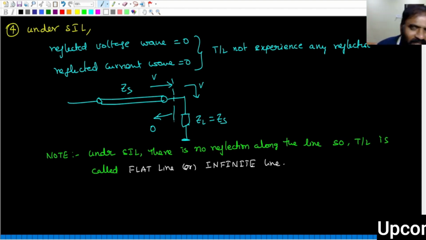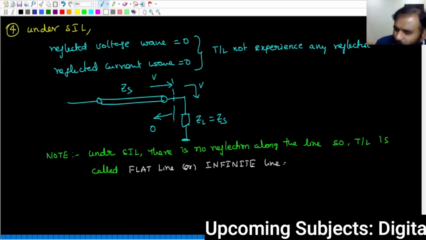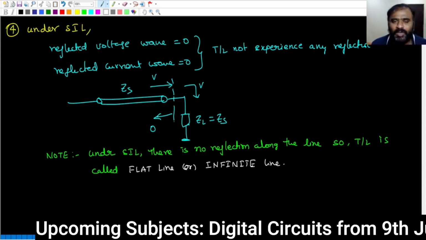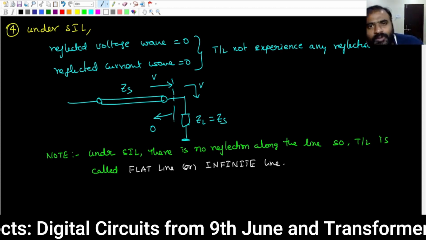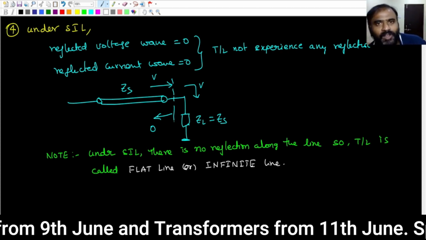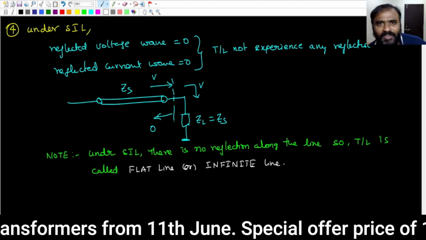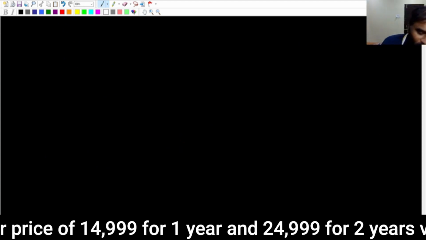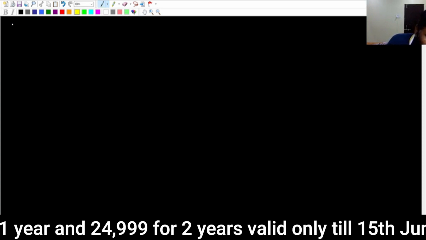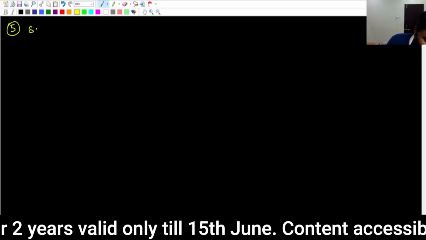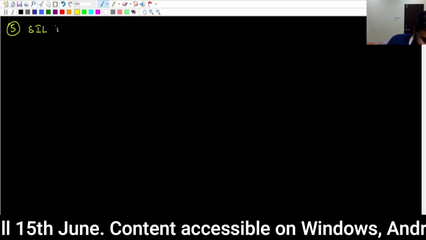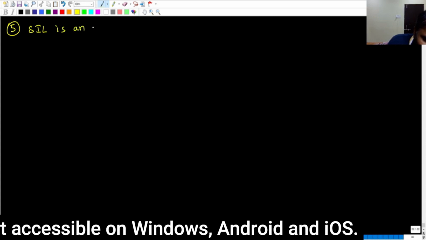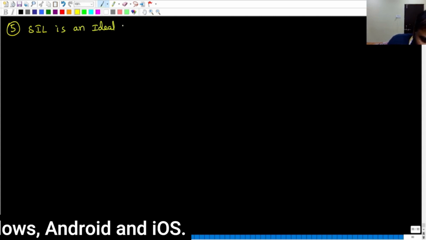But is surge impedance loading an ideal phenomenon or a practical phenomenon? It is an ideal phenomenon because practically you don't have a resistive load. Practically your line is a lossy line, not a lossless line. So that's fine. That is the fifth conclusion. Let me write here: surge impedance loading, SIL, is an ideal phenomenon.